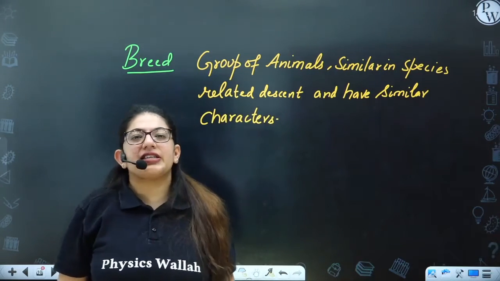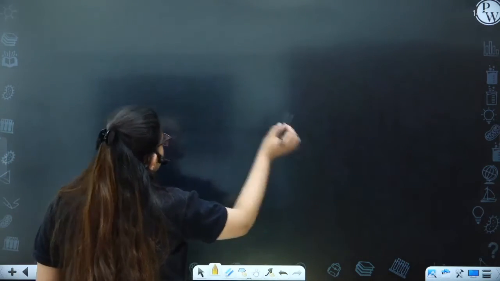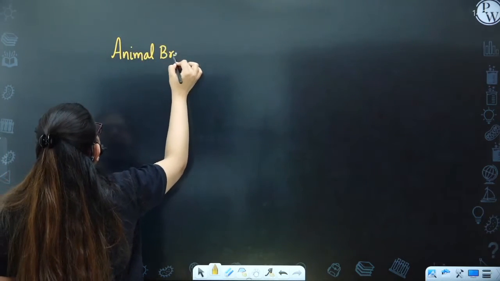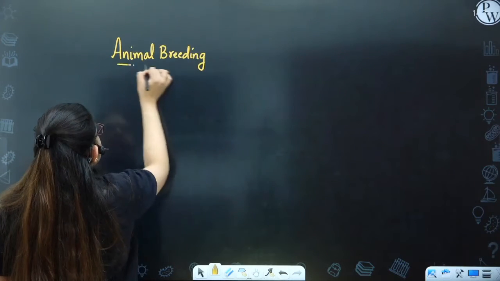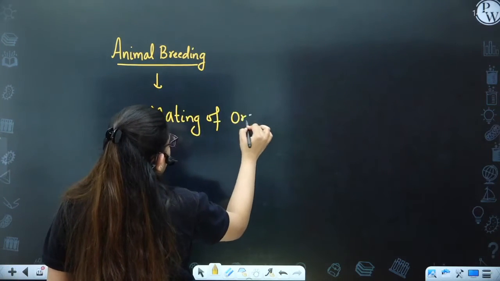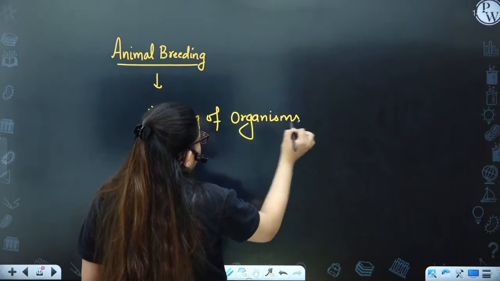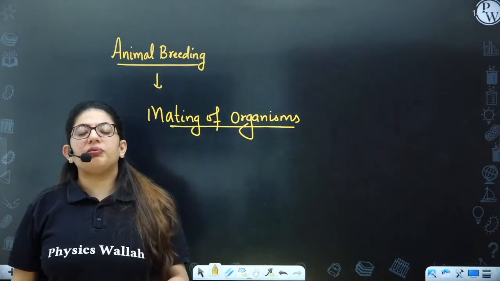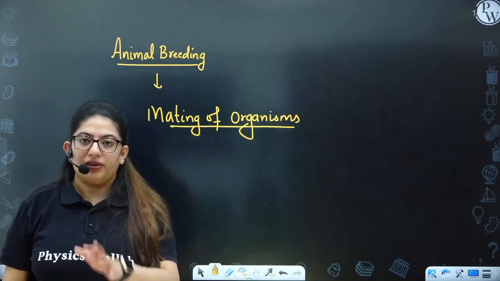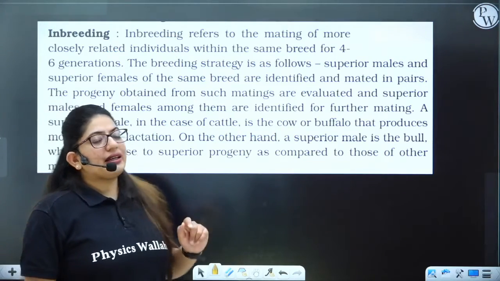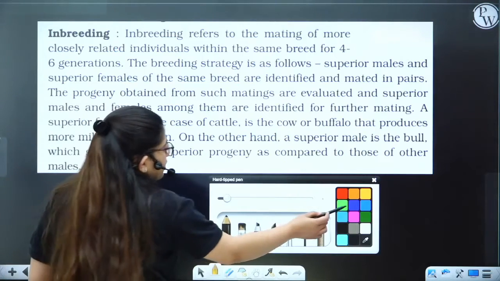So the first technique is animal breeding. Let's talk about that. In animal breeding, we are mating organisms. These organisms can be of the same breed, of different breeds, or even of different species. You get my point? For example, one technique in animal breeding is inbreeding. What is it? It's inbreeding.